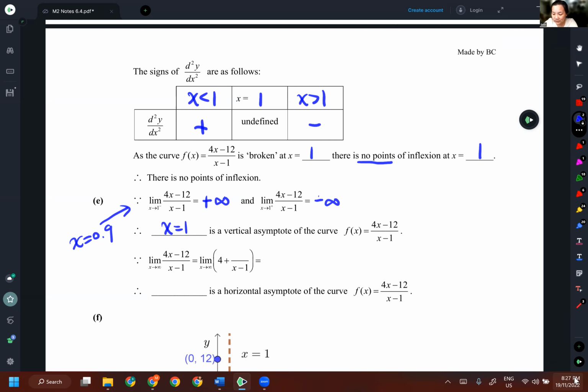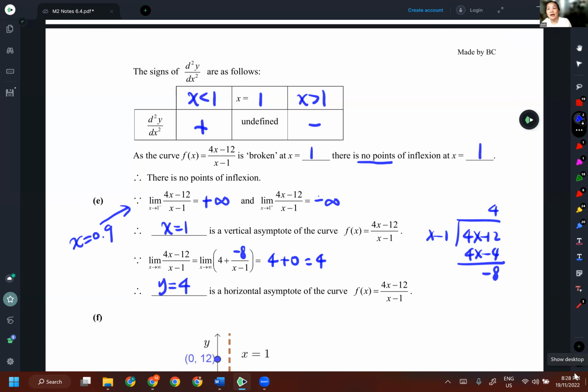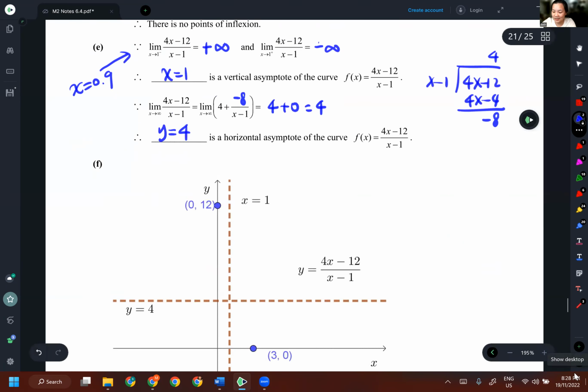Okay. Now, how about the horizontal asymptote? You can do the long division. This is 4x minus 12 over x minus 1, so 4x minus 4, minus 8, so minus 8. So this is equal to 4 plus 0, equal to 4. So y equals 4 is a horizontal asymptote. Now let's move on to the sketching.